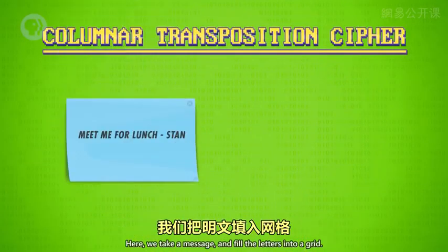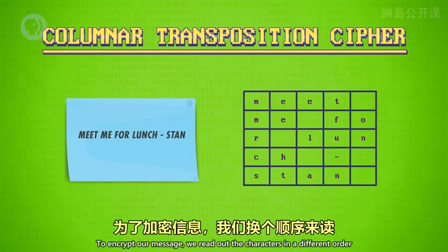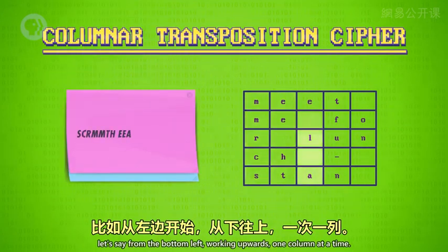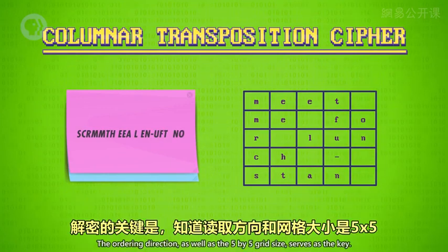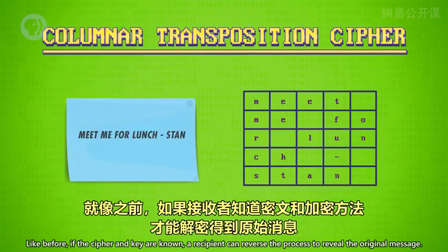Here we take a message and fill the letters into a grid. In this case, we've chosen 5 by 5. To encrypt our message, we read out the characters in a different order. Let's say from the bottom left working upwards, 1 column at a time. The new letter ordering, what's called a permutation, is the encrypted message. The ordering direction, as well as the 5 by 5 grid size, serves as the key. Like before, if the cipher and key are known, a recipient can reverse the process to reveal the original message.